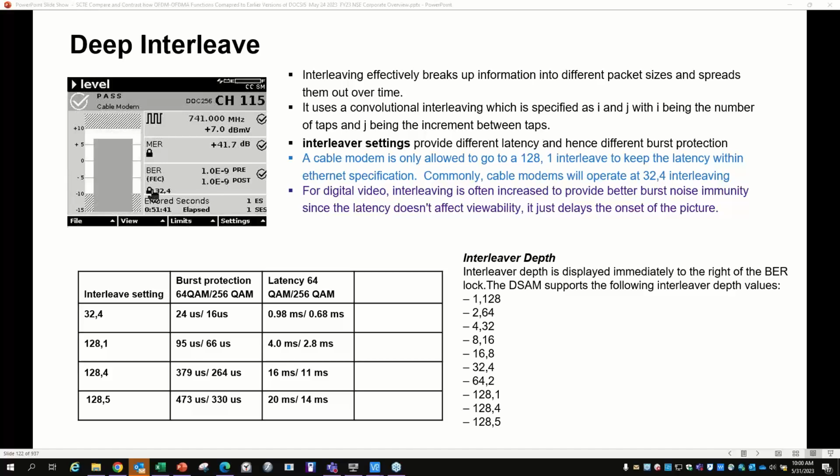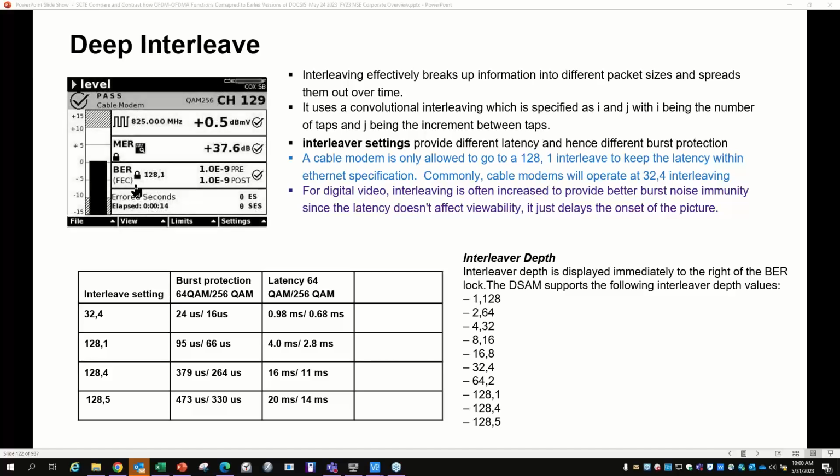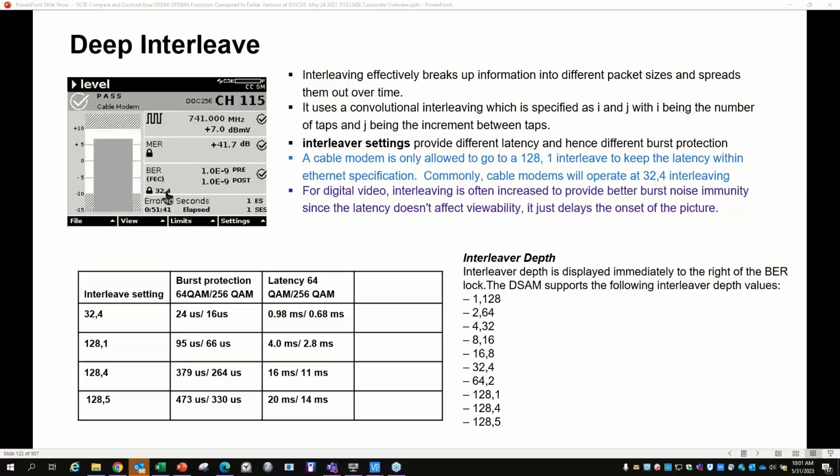And the reason is, if you were to go from 32 to 128/1, for example, this is a digital video carrier, then latency has higher impacts at that point. So they decided to maintain 32/4 for DOCSIS and voice over IP traffic. So today, I think that probably 90% of all systems are using 32/4. They can use higher for deep interleave if required, right?